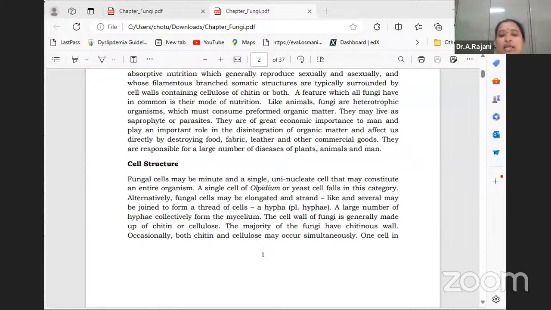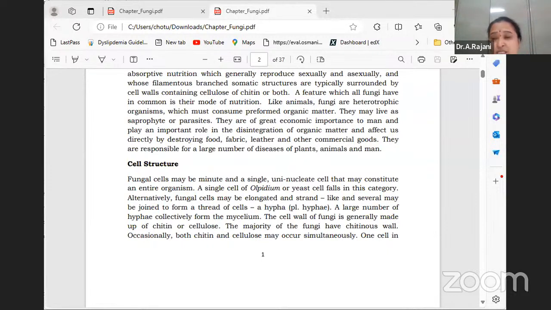The cell wall of fungi is generally made up of cellulose and chitin. A major group of fungi have a cell wall made up of chitin only. Occasionally, sometimes, you can observe the cell wall made up of both chitin and cellulose occurring simultaneously. This is important. The basic point: the study of fungi is called mycology.